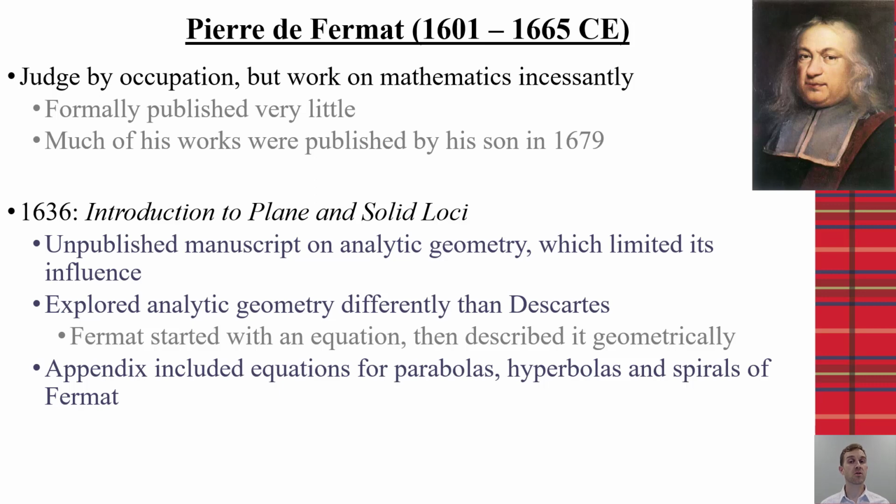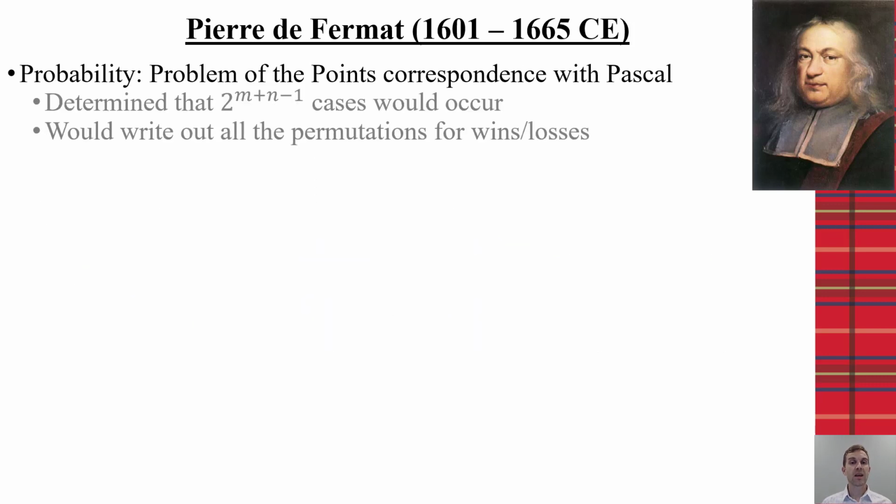Additionally, in his appendix, he went through the equations of parabolas, hyperbolas, and spirals of Fermat. Now, beyond his work with analytic geometry, Fermat was also known to have worked on probability, doing the problem of points with Pascal. The difference between Pascal and Fermat's method was that Fermat would go through and determine how many total cases there would be, where that would be 2 raised to the m plus n minus 1, where m represented the number of wins needed for person 1 to win, and n would represent the number of wins person 2 would need to win. And then he'd write the permutations that would go through the wins and losses, and that would create a ratio of how the wins and losses should be splitting the money.